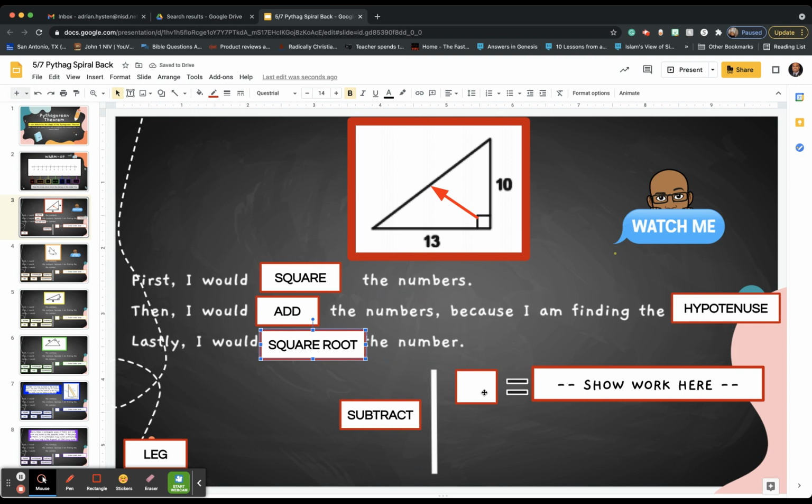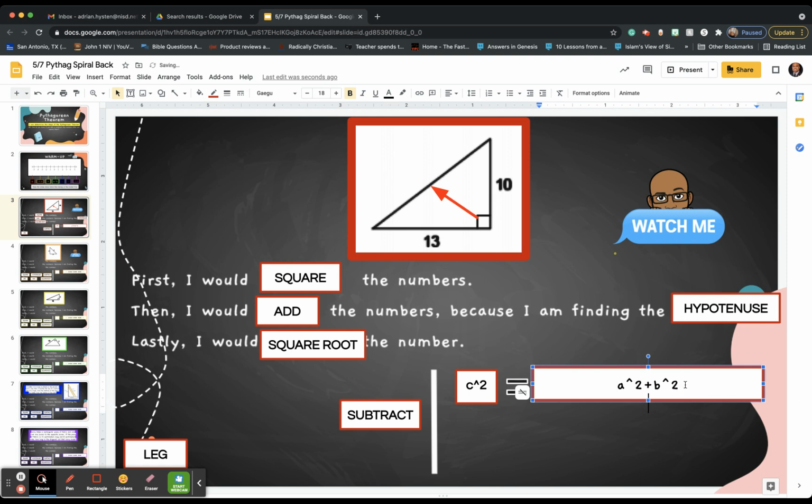So here's what I mean by that. C squared is going to be equal to A squared plus B squared. I'll go ahead and put it the way you see it on the formula chart. C squared equals A squared plus B squared.